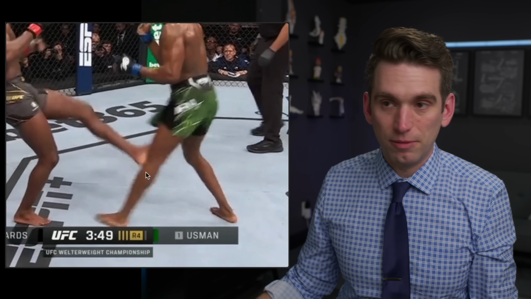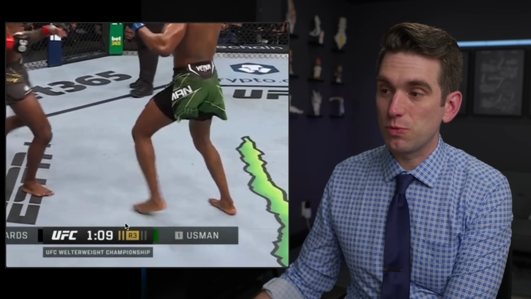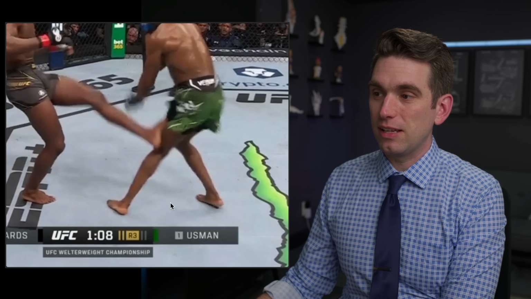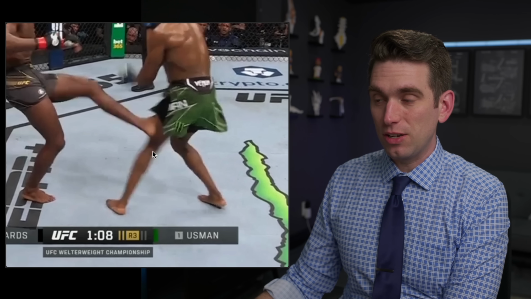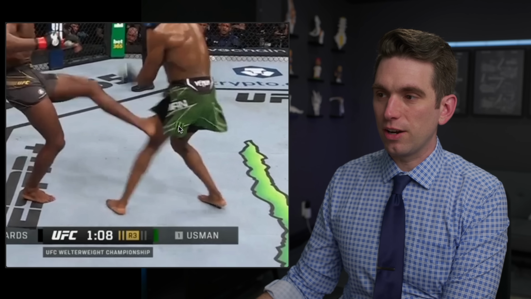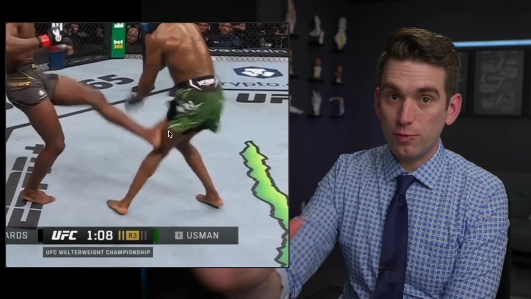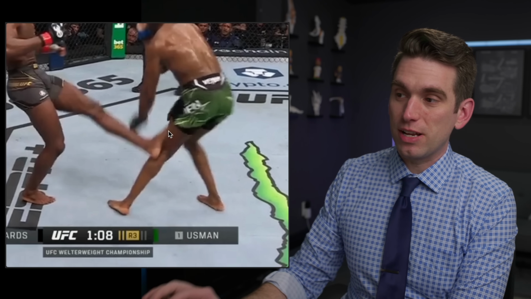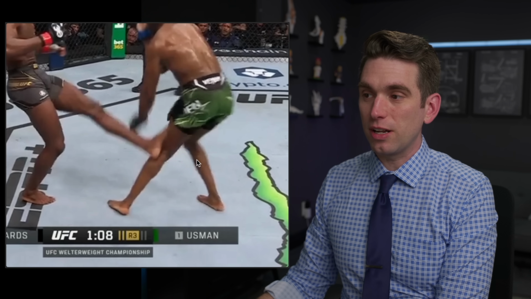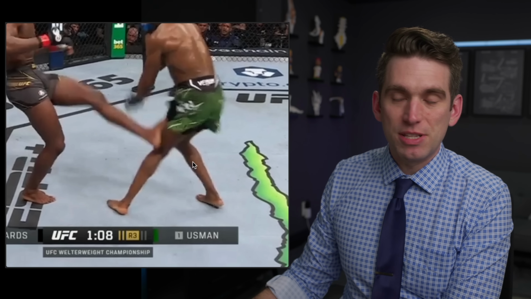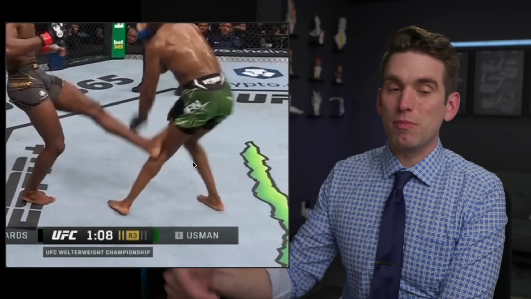Here's one more, even more extreme example of this, where again, we can see Edwards' left leg comes in, and instead of this time striking directly on the knee, it strikes a little bit higher up on the thigh, but again, pushes forward, putting that valgus stress onto Usman's left knee and targeting more the structure, the ligaments of the knee, rather than just pain with a muscle contusion.